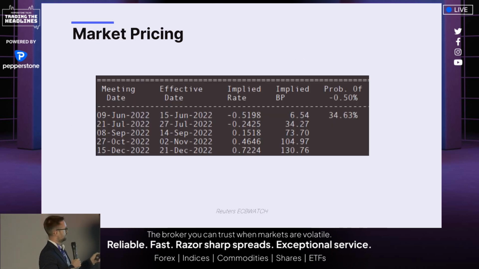And then finally, for this part of the presentation, this is basically market pricing. If you see the implied basis point column at the bottom there, and you marry up with December, you can see by year end, there's 130 basis points worth of tightening. So if you take the 4 meetings after June, that implies it's going to be 3 25 basis point hikes, and then 1 50 basis point hike. That's what the market's going with.